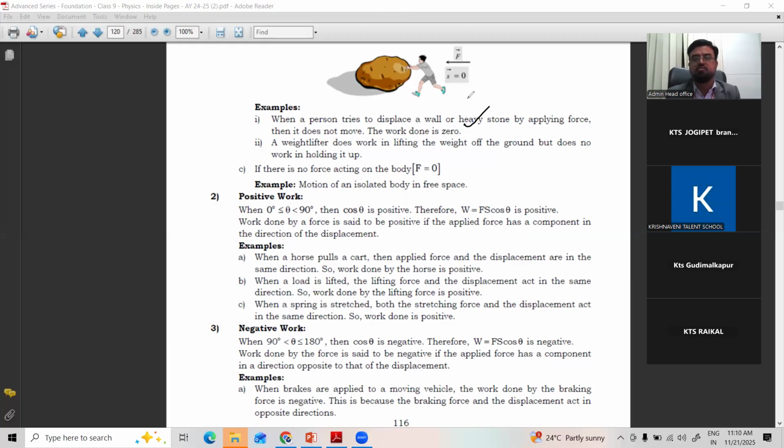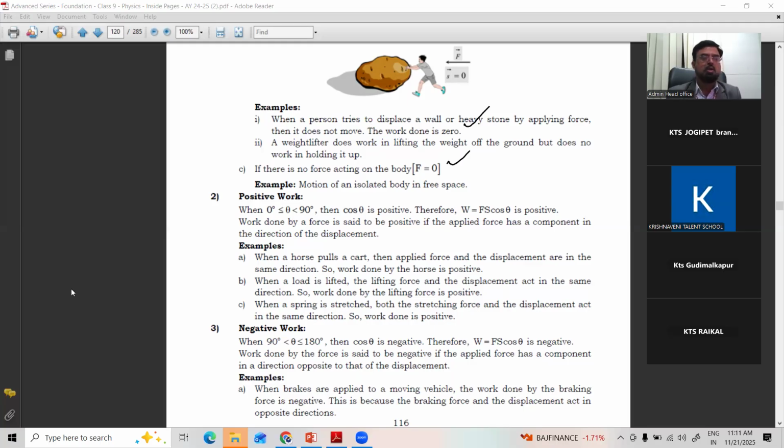When you apply force on the walls of your classroom, no work is done. A weightlifter does work in lifting the weight off the ground, but does no work in holding it up. If there is no force on the body, F is zero, so work is zero. When displacement is zero, work is zero. When force is not applied, work is zero. When the angle is 90 degrees, work is zero. These are the three cases where the work done is zero. It's called zero work. Clear?